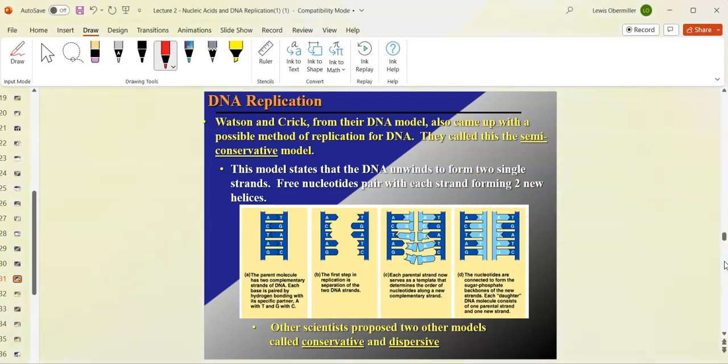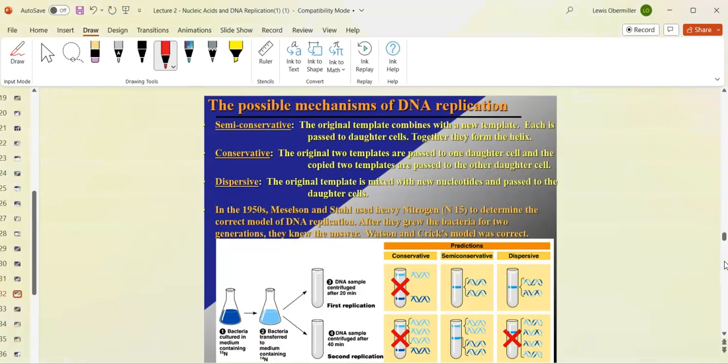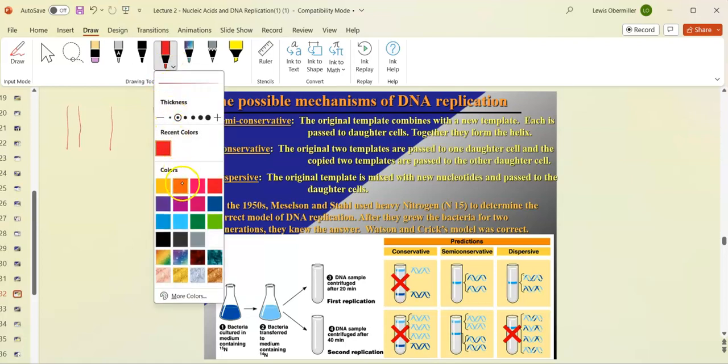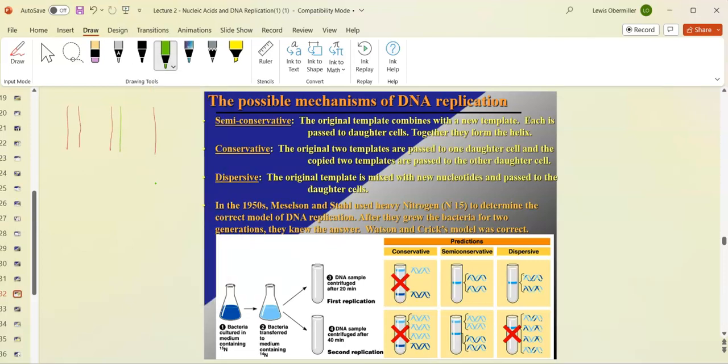There's an experiment by Meselson and Stahl who looked at this, and what they did was they said, okay, if it's conservative, there we go. So we have our two strands of DNA, right? And so these would separate, and then we would have a new strand built on that. I'll just use green. So we'd have a new strand built on that and a new strand built on that. This is what we call semi-conservative.